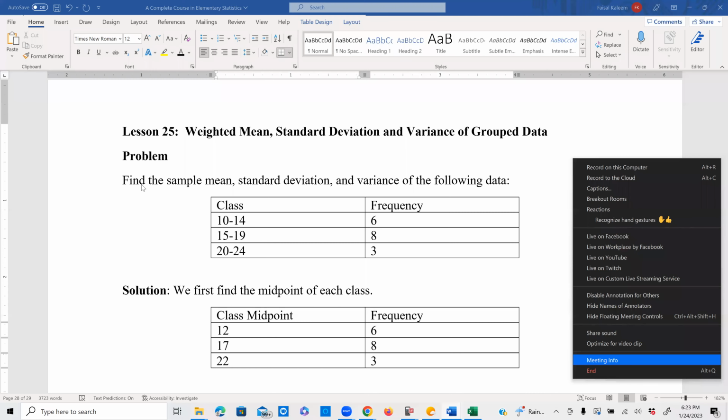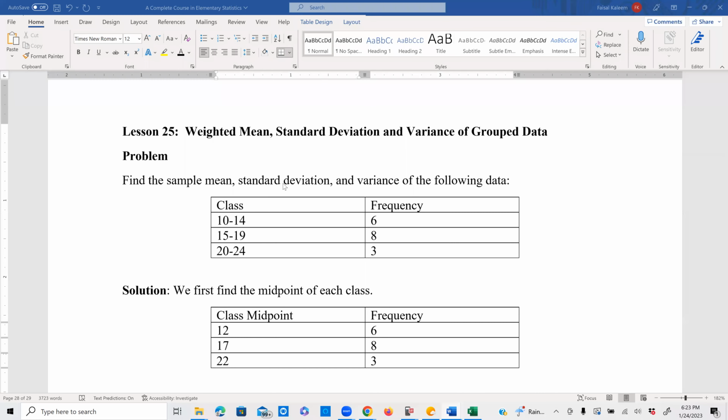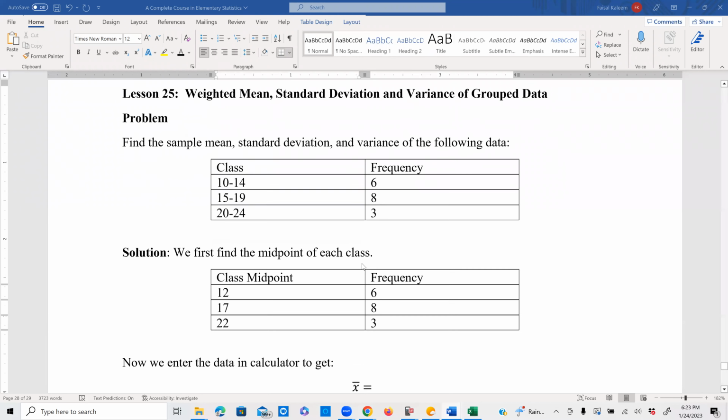So let's look at the following problem. Find the sample mean, standard deviation, and variance of the following data. And this time we are given grouped data: class 10 to 14, frequency 6; class 15 to 19, frequency 8; and class 20 to 24, frequency 3. Now we first will find the midpoint of each class. So the midpoint of the first class is 12, second class is 17, and third class is 22.